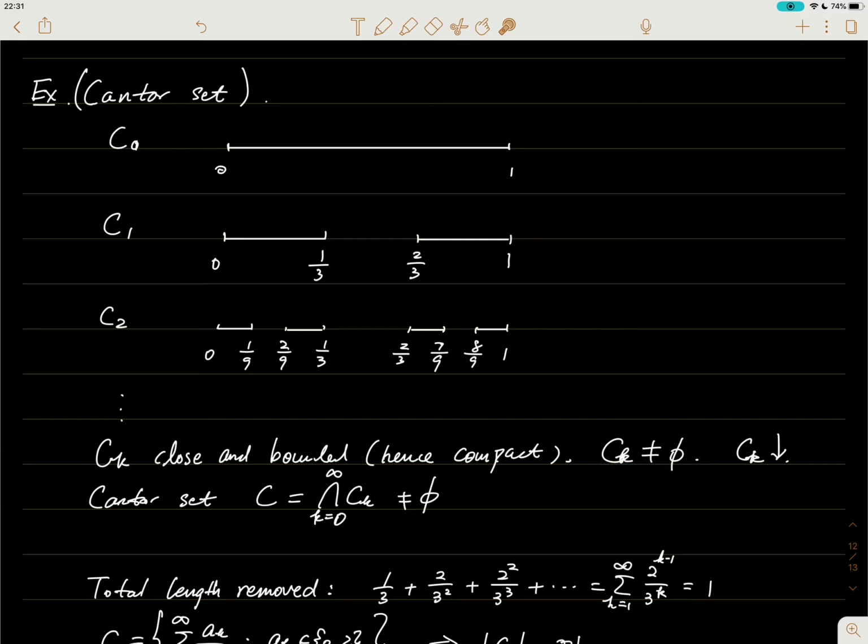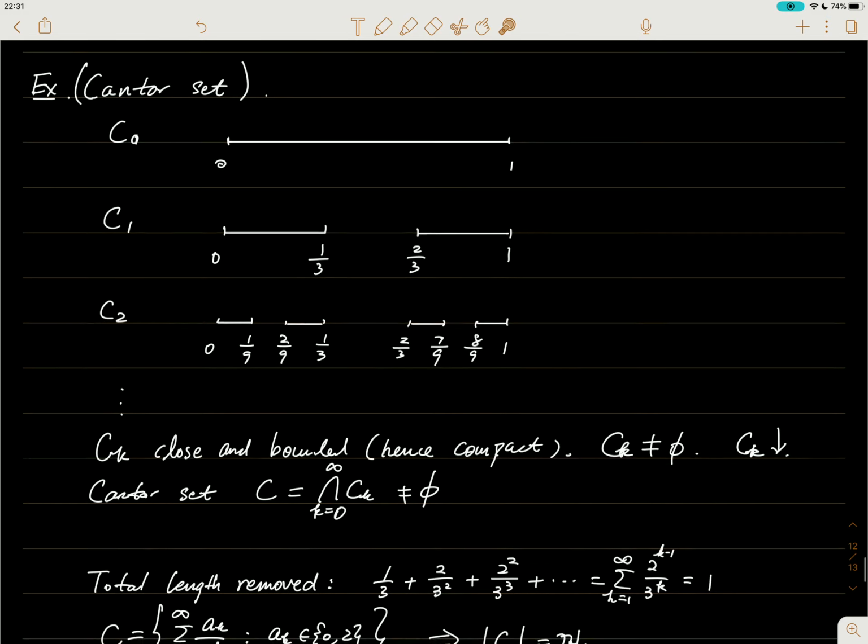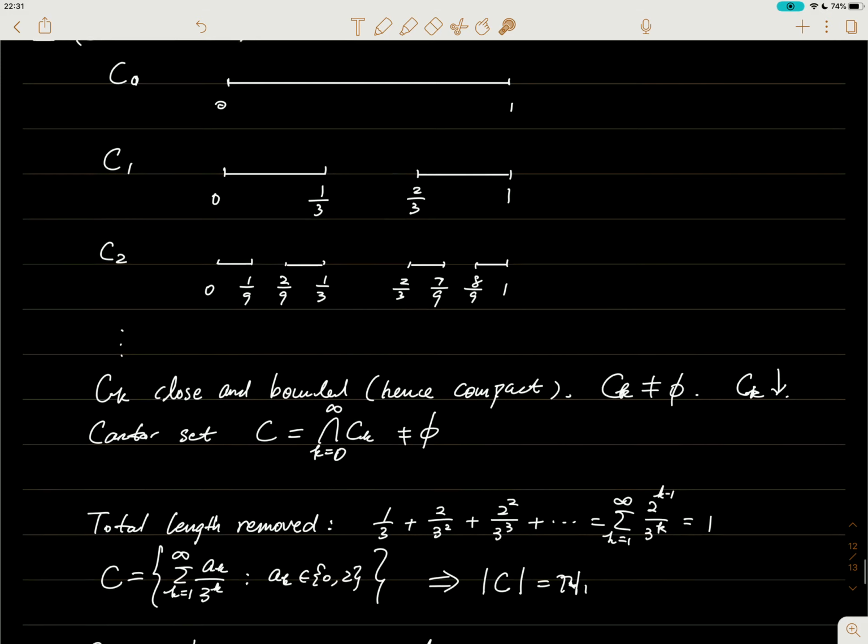And as you can see, the C_k is decreasing because every time you remove something. So I have a sequence of decreasing compact sets, and each of them is non-empty. So that means the intersection of them, or the limit of them, is also non-empty. And this intersection of them, the limit of them, is called the Cantor set. Okay, so bottom line is that the Cantor set is constructed as the intersection of these sets, or the limit of these sets. And I know that the C is compact and non-empty.